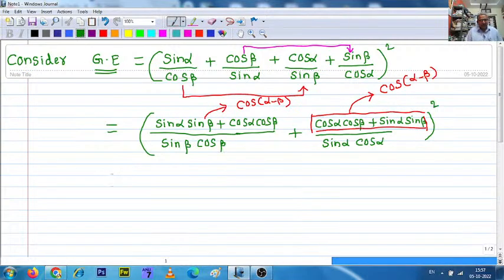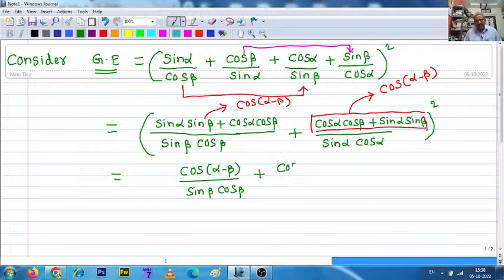Now the next step follows like this. This becomes cos of alpha minus beta divided by sin beta cos beta, plus, instead of cos alpha cos beta plus sin alpha sin beta, we can replace that with cos of alpha minus beta upon sin alpha cos alpha. Clear? Then what will be the next step you expect? What is the next step?